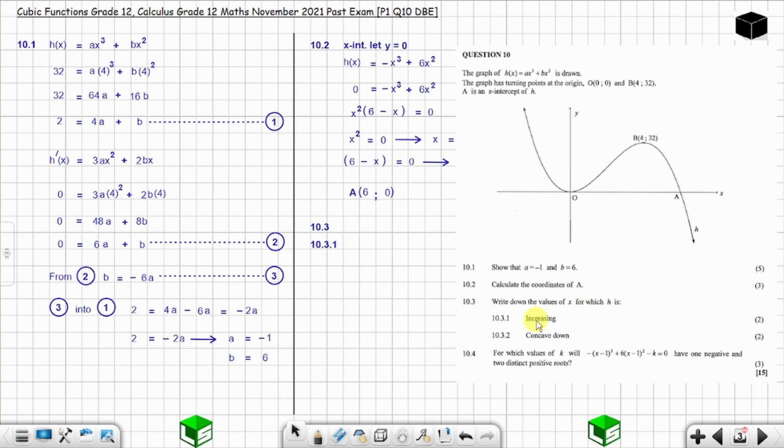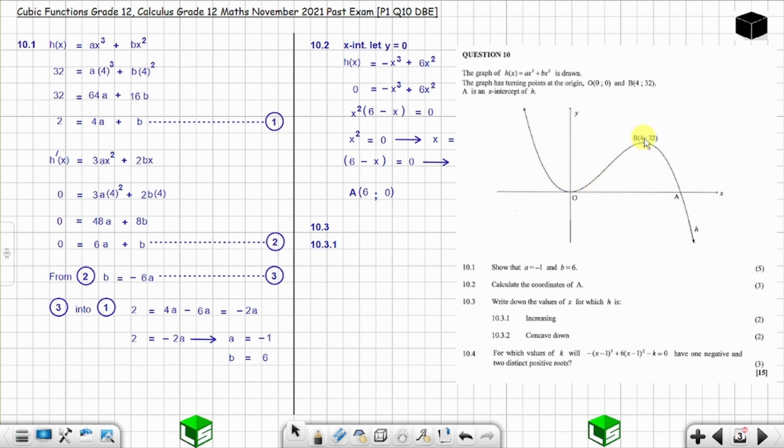When you check the graph, you can see the graph is increasing on this part only. This is the part the graph is going up. On this part, the graph is decreasing. The graph is decreasing here and it's also decreasing here. Only on this part, the graph is increasing. So it's going up only on this part, so from 0 to 4.